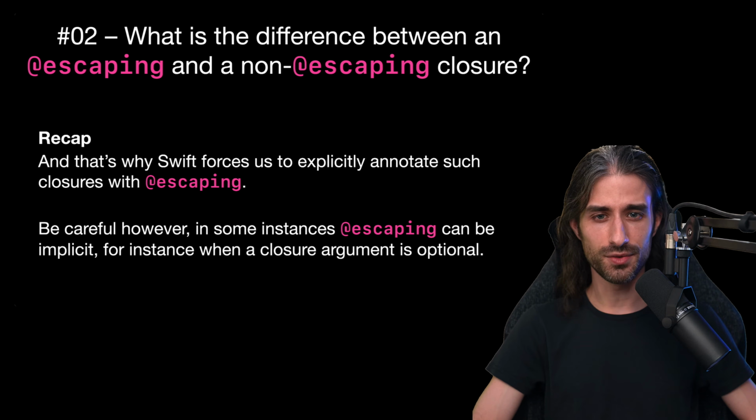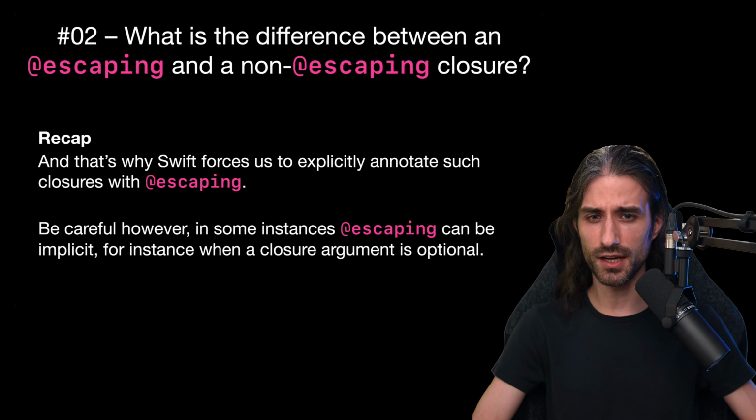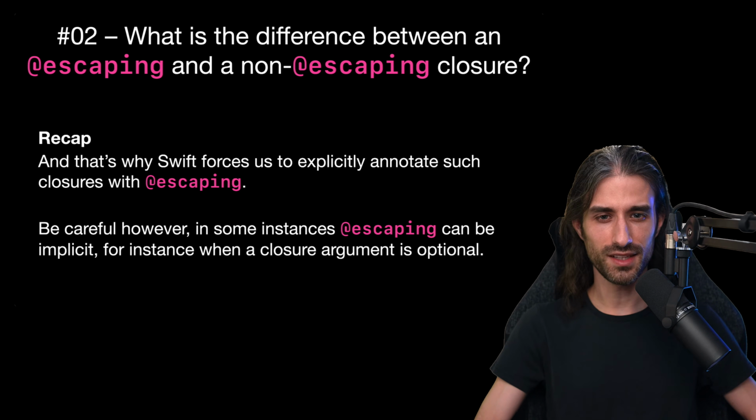But you want to be careful because there do exist some rare instances where @escaping will actually be implicit. An example of that is when you pass an optional closure as an argument. In that situation, the @escaping attribute won't be explicitly written, but the closure will still behave like an escaping closure. That's all for this second question. Let's move to the next one.